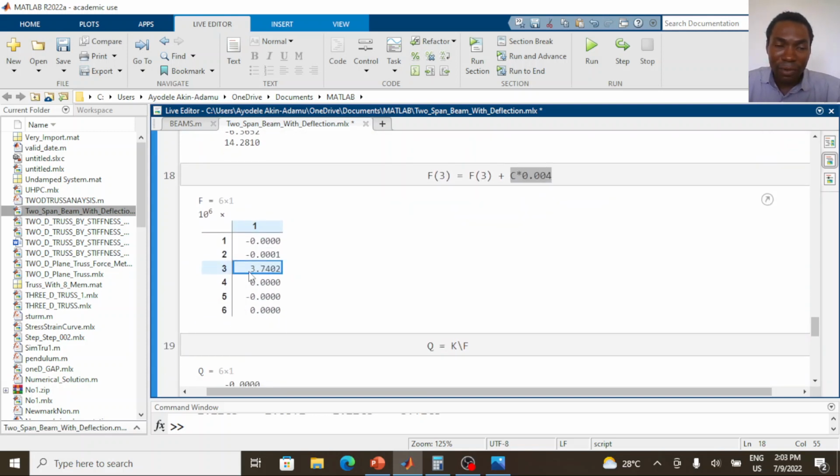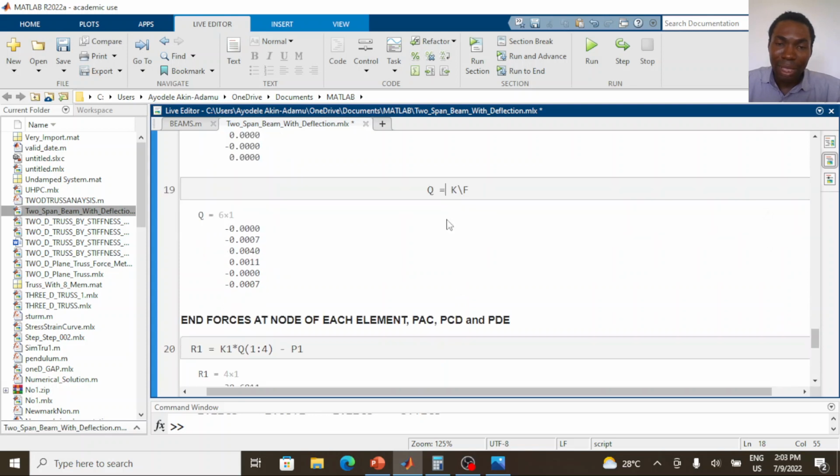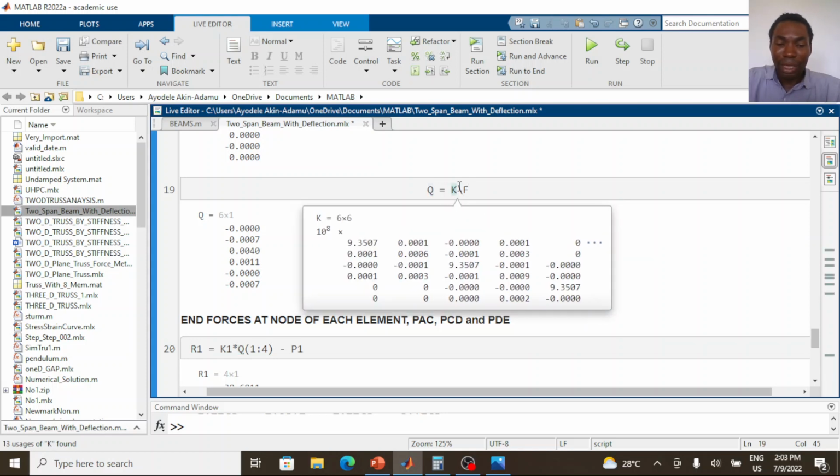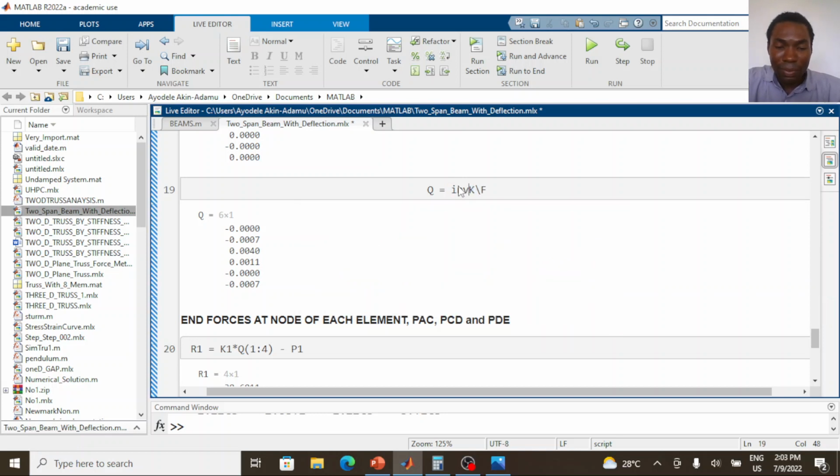Once you have modified the force vector, you can calculate your displacement vector Q. In my PowerPoint, I denoted it as ds, but here I'm denoting it as Q. So Q is my displacement vector. You can say the inverse of K multiplied by F. Let me write it the normal way.